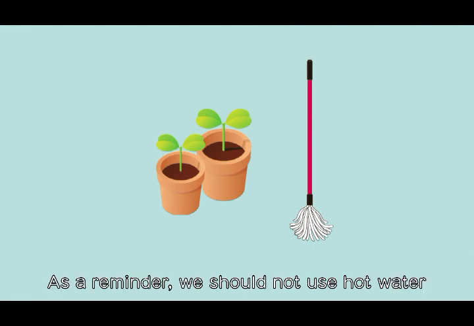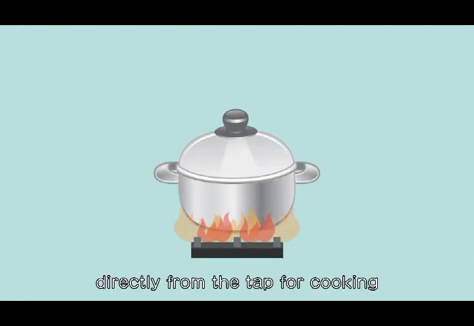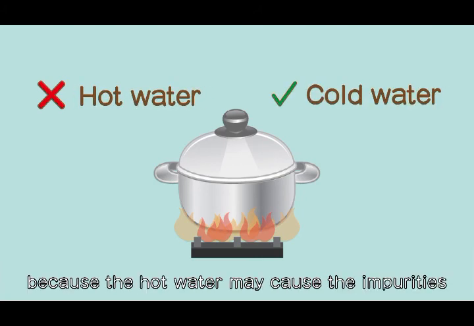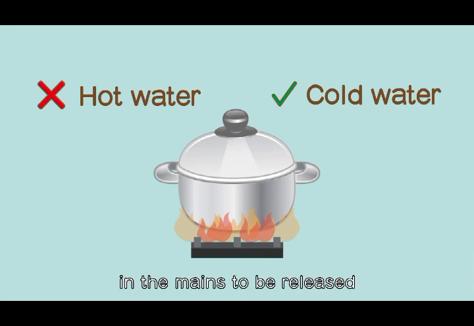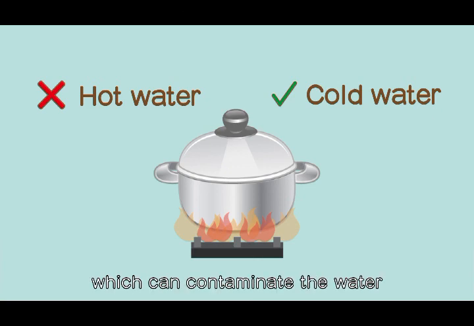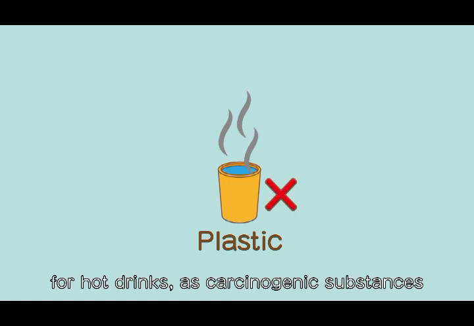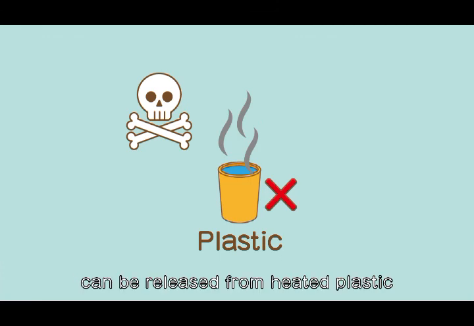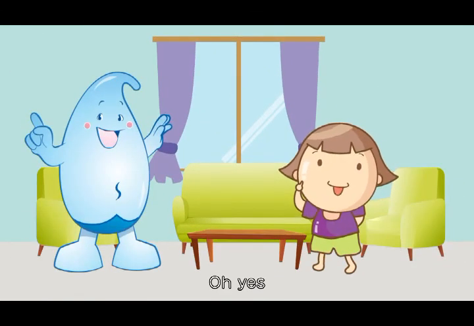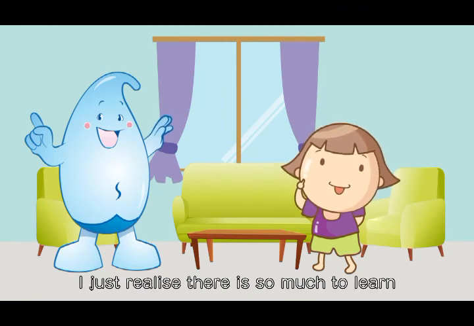As a reminder, we should not use hot water directly from the tap for cooking, because the hot water may cause the impurities in the mains to be released, which can contaminate the water. In addition, we should avoid using plastic utensils for hot drinks, as carcinogenic substances can be released from heated plastic. Oh, yes. I just realised there is so much to learn.